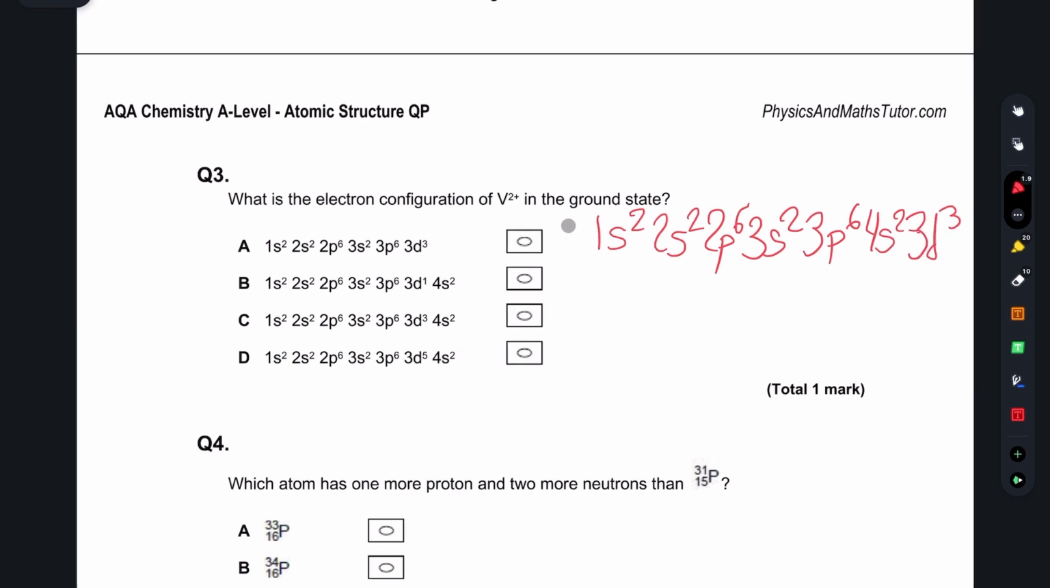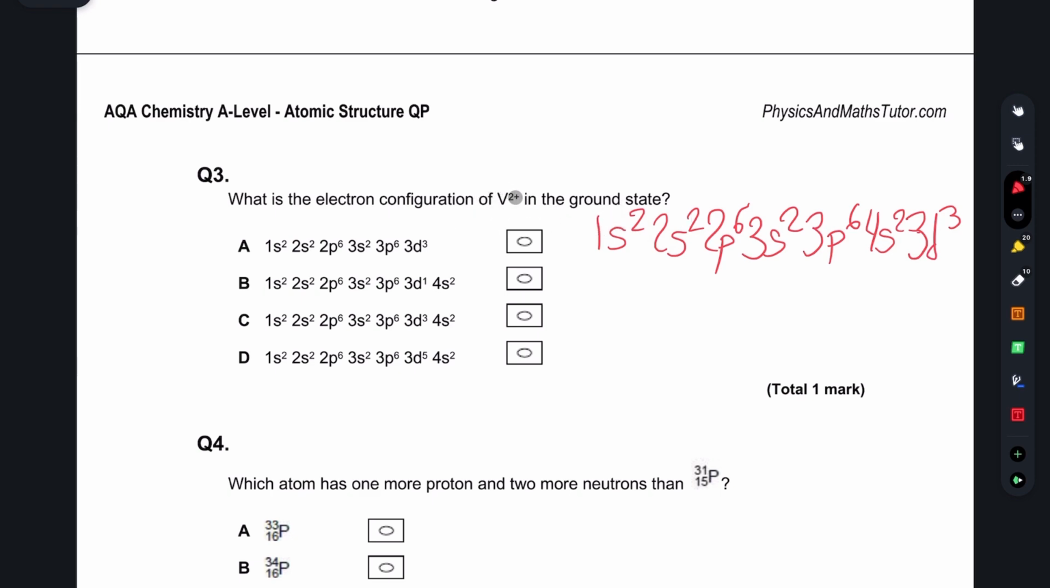When it says here in the ground state, what this basically means is that the electrons in the vanadium 2+ ion are not at any point experiencing electron excitation. That basically means electrons in one main energy level or sublevel gain energy and are excited, or gain enough energy to jump to the next energy level. It's just saying that that's not happening in this case.